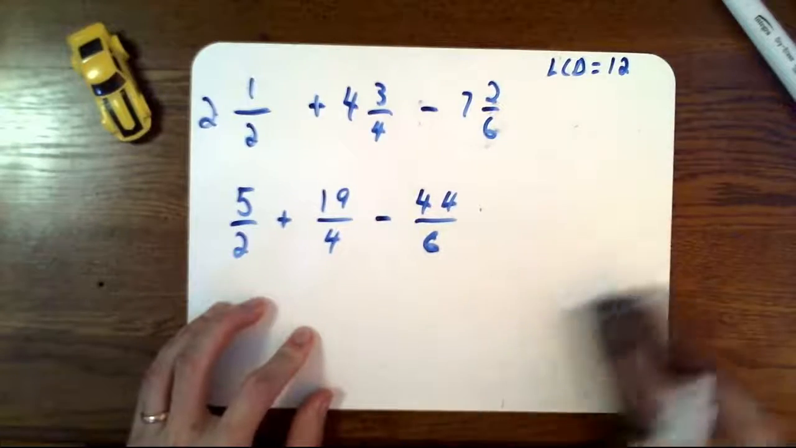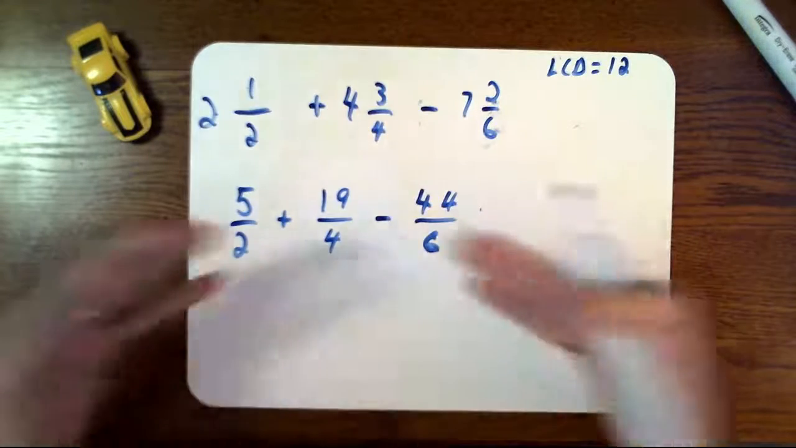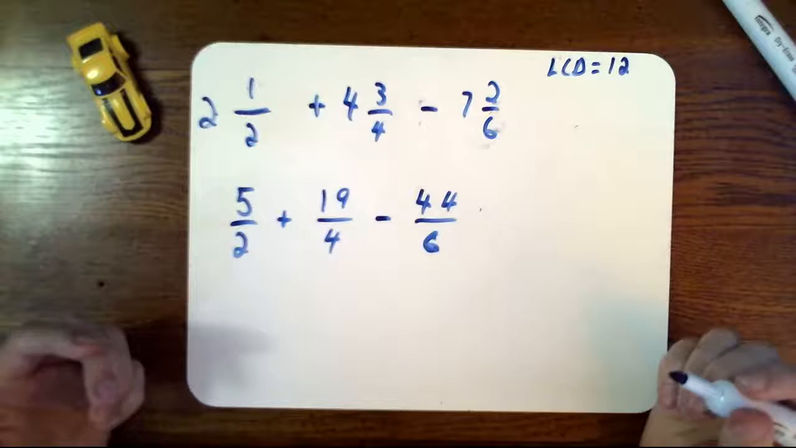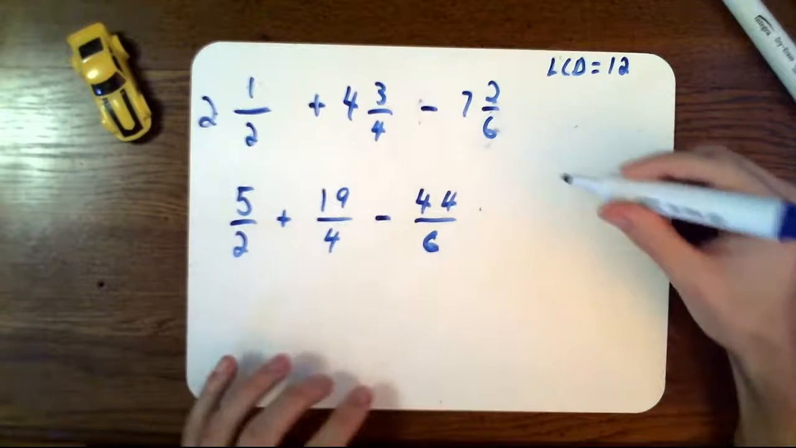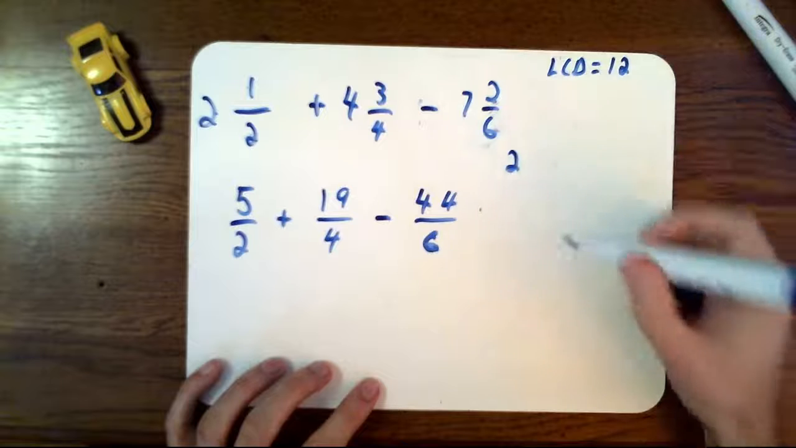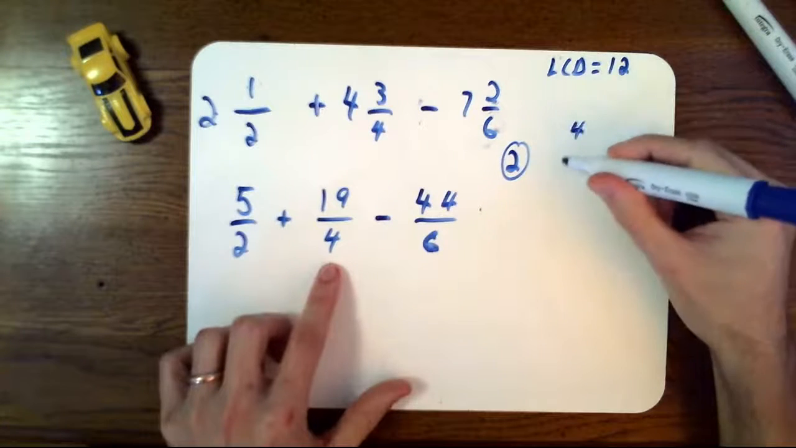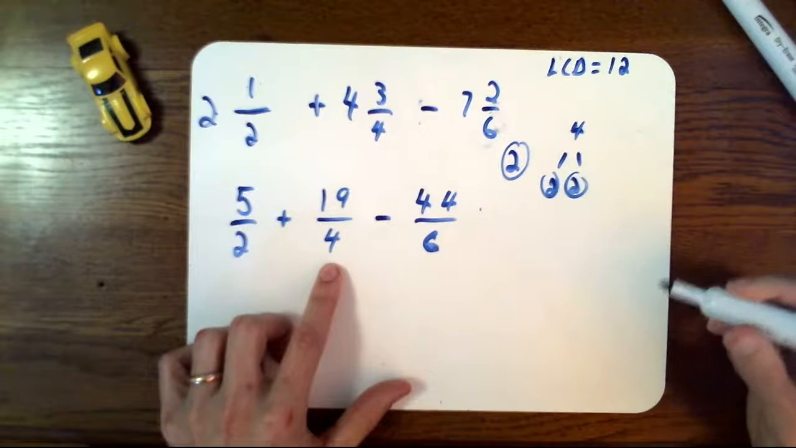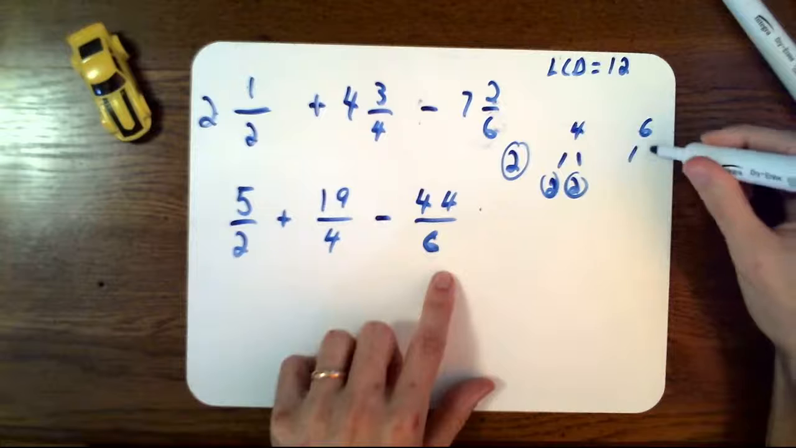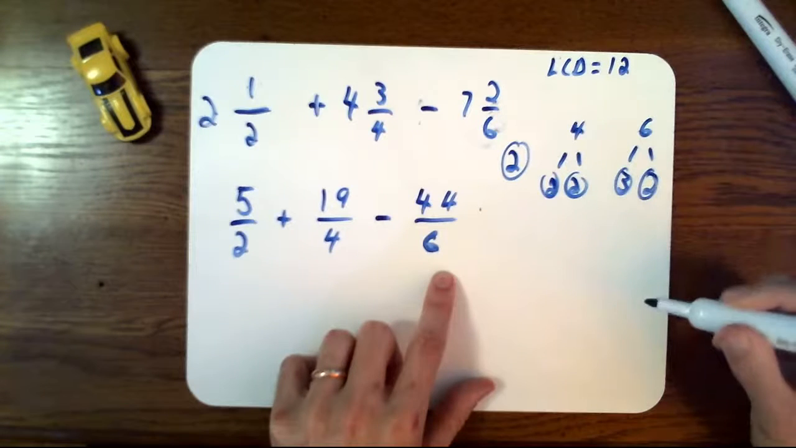The other method will be more useful when you have big numbers that you really can't tell if they share factors or not. I'm going to do a factor tree. So 2 is already prime. I'm going to do a factor tree for 4. 4 is 2 times 2, which is prime and prime. Do a factor tree for 6, which is 3 and 2, which is prime and prime.